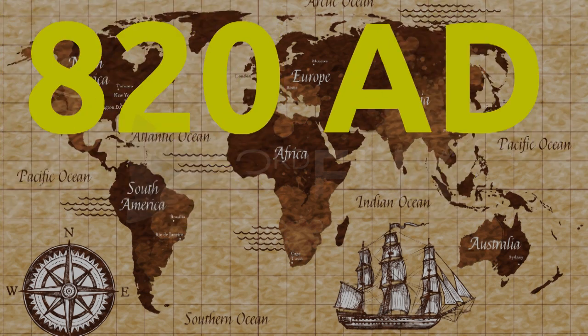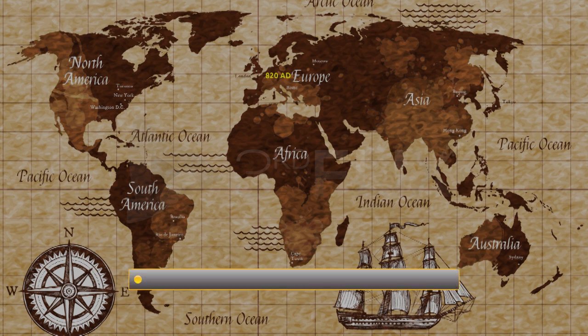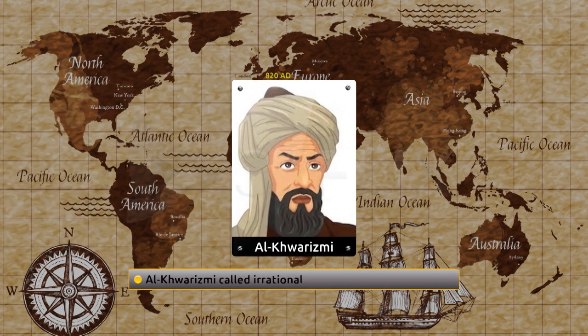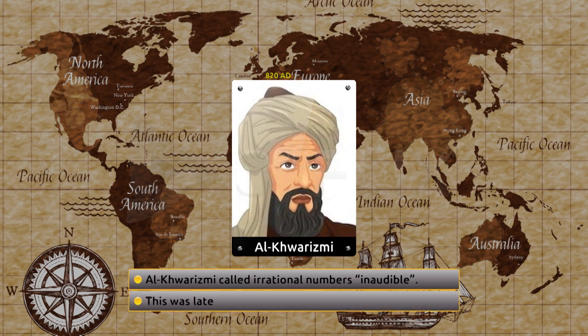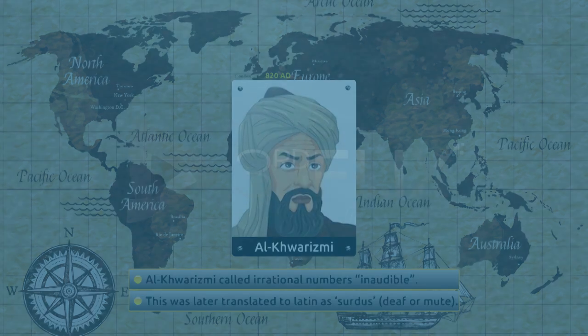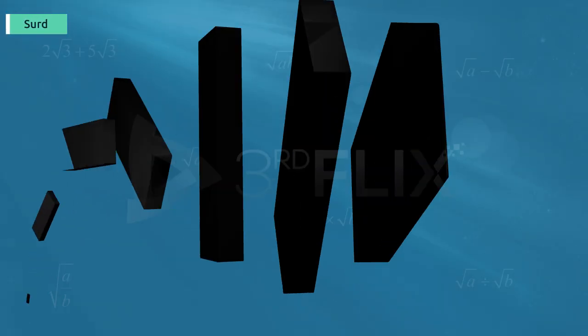Around 820 AD, Persian mathematician Al-Khwarizmi called irrational numbers inaudible. This was later translated to Latin as surdus, deaf or mute. Surd.